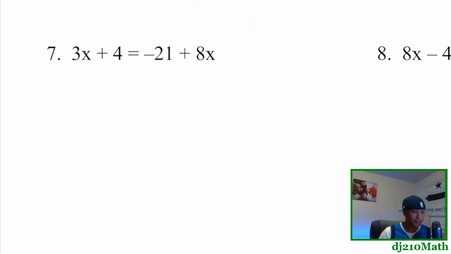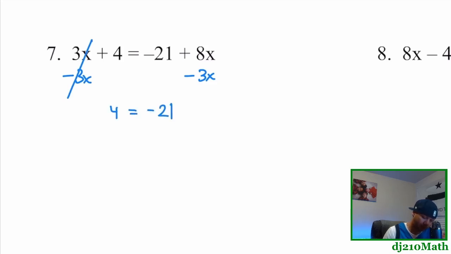Number 7. 3x plus 4 is equal to negative 21 plus 8x. Okay, just like the last problem. X's go one direction, numbers go the other direction. So I'm going to do this one slightly slower just so you can see. I guess I should have done the last one slower. So minus 3x, minus 3x. Cancels. So 4 is equal to negative 21 plus 8 minus 3, which is 5x.